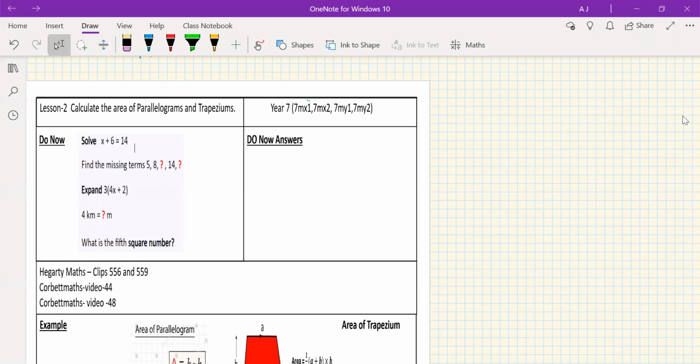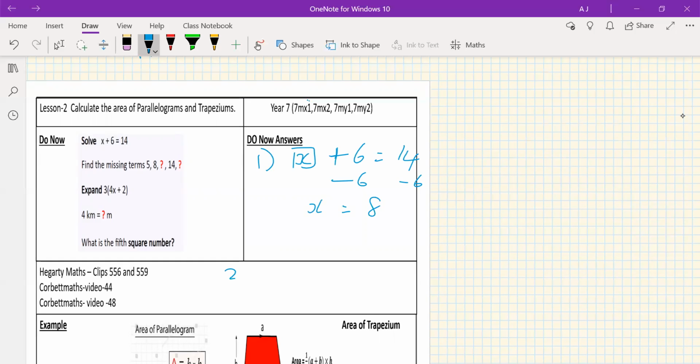Okay, let's go and do question 1 from the Do Now task. Question 1. Solve x plus 6 is equal to 14. Something plus 6 is equal to 14. Something is, we don't know, that's the x. So I need to do the inverse, subtract 6 from both sides. That leaves me x is equal to 8. So that's the answer for question number 1.